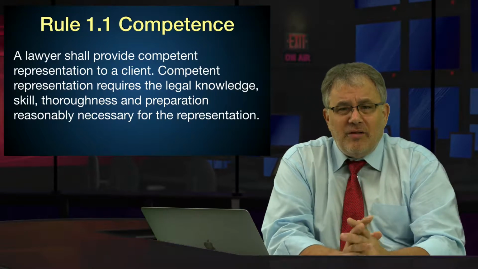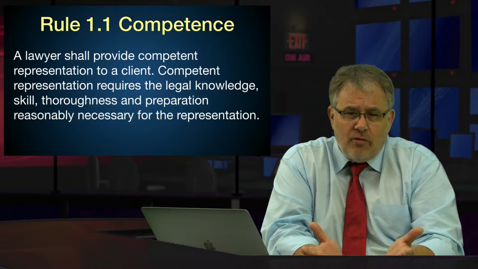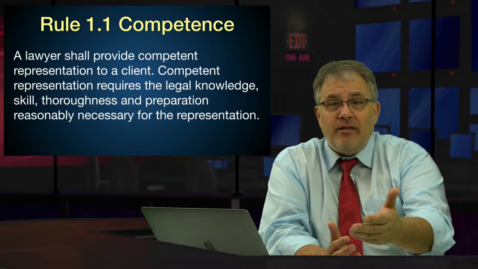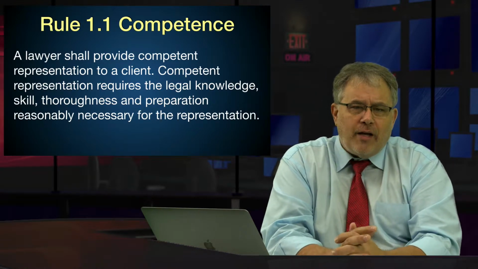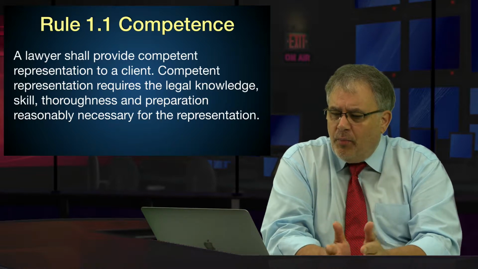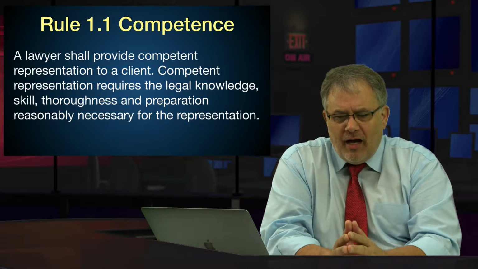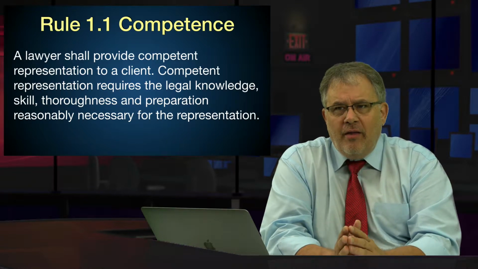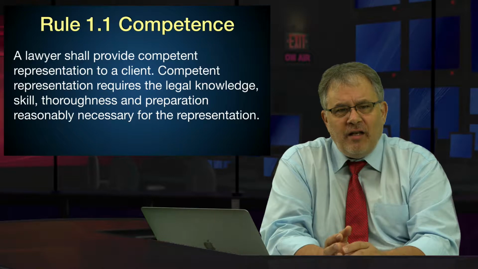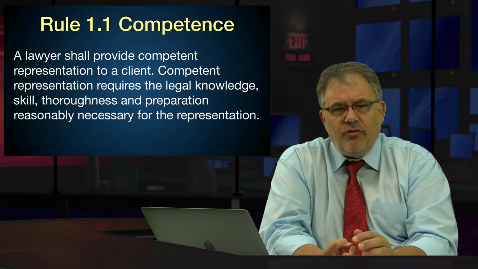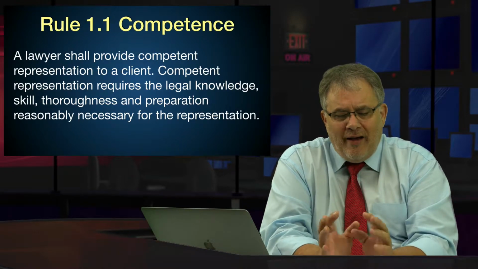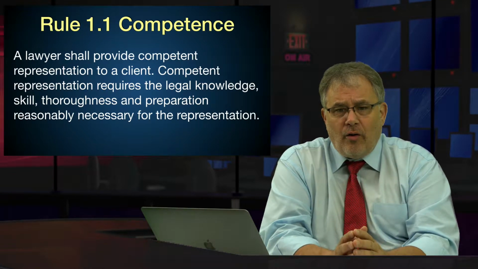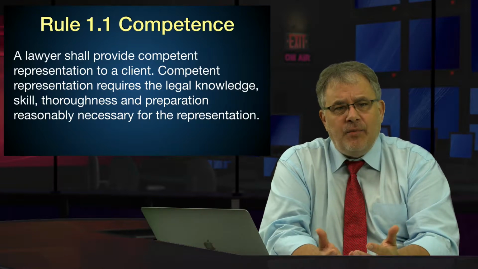Let's get started on some of these individual rules. What I'm going to do today is review some rules with you and talk about what they mean, how they apply, and how you might think about them contextually from a practice perspective. You'll notice that Rule 1.1 starts out with the idea that we have to provide competent representation to a client. That competent representation is defined by legal knowledge, skill, thoroughness, and preparation. You have to either have it or be willing to acquire it, and then you have to be willing to apply it.